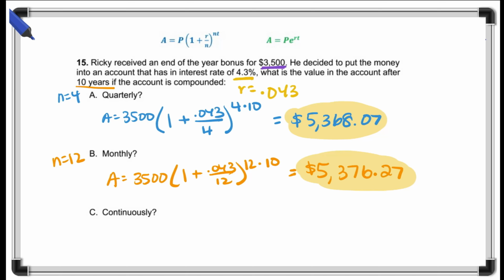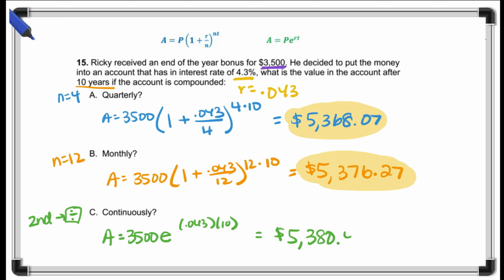And then when you see continuously, you have to use Pert, so different formulas. So A equals 3,500, you have the e. And again, to find the e button, it's the second button, and then you press the division button. That's the little e. And then 0.043 times 10. And so that would be $5,380.40.